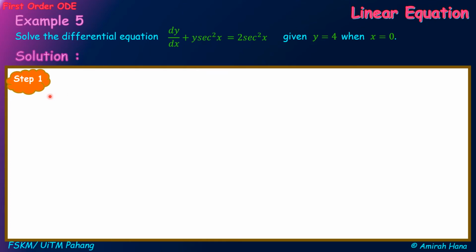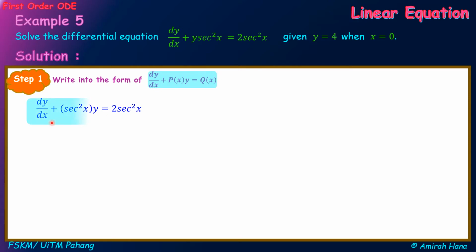To solve a linear equation, first step, we need to write it into the form dy/dx + P(x)y = Q(x). Please note that the coefficient of dy/dx should be equal to positive 1. From the given question, we already have the coefficient of dy/dx equal to positive 1. So we rearrange this equation into the form dy/dx + (sec²x)y = 2 sec²x. Now we can compare with the standard form of linear equation.